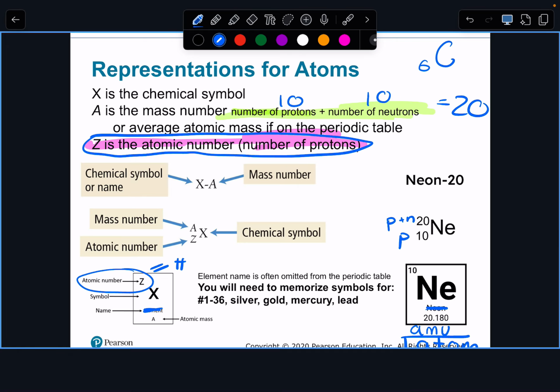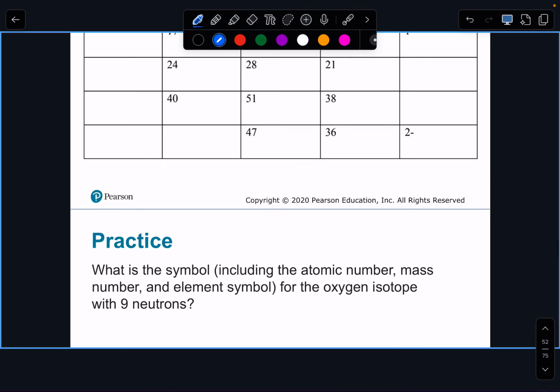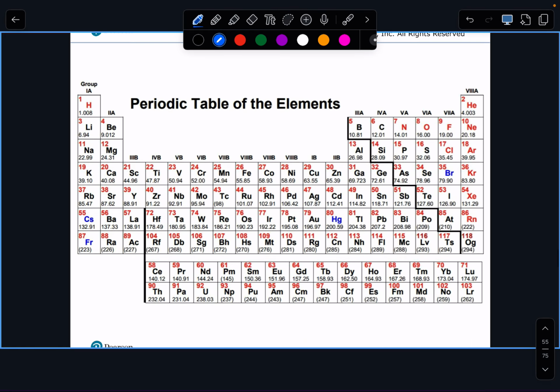Okay, let's go down to the periodic table for a second. If you want to pull up a separate one, that's fine. Or if you just scroll down a few slides, I've got a whole slide that's just the periodic table. In red, you can see those are the atomic numbers, or the number of protons. And then they have those atomic masses listed on the bottom.